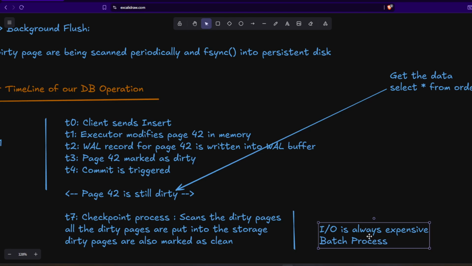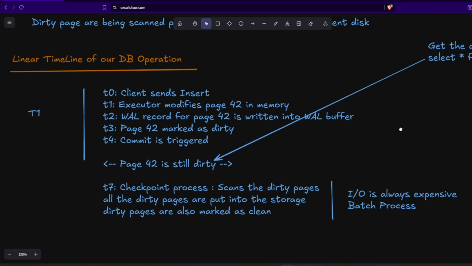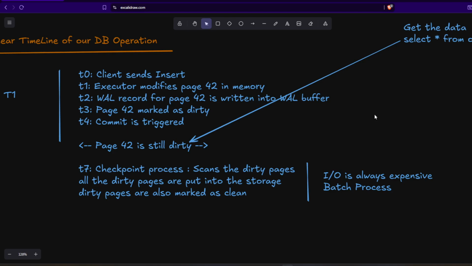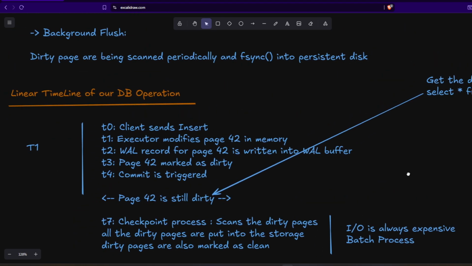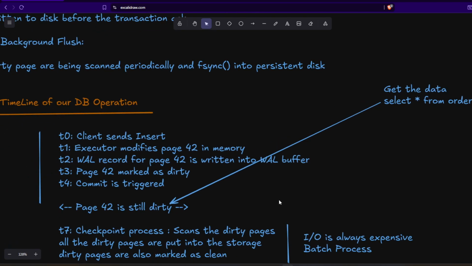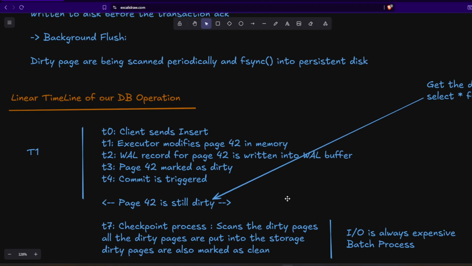And that is why this is a very imperative aspect of the database that, as a developer or an application engineer, we must understand, which tells us that input output should be done at a later point of time. Through this linear timeline of the DB operation, we get the idea of how the data is inserted, and from that same dirty page the other transaction will read the data. So it is completely fine, there is no way we could get into any kind of wrong data state at any point of time.